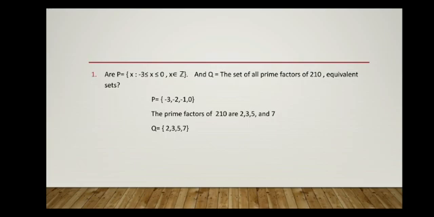They are asking whether these two sets are equivalent. It means we have to check the number of elements in these two sets, and if the number of elements of these two sets are equal, that is, the cardinal numbers of these two sets are equal, then these two sets are equivalent. See here, n of P is equal to 4 and n of Q is equal to 4. These two sets have the same cardinal number, that is, the same number of elements. So these two sets are equivalent. P and Q are equivalent.